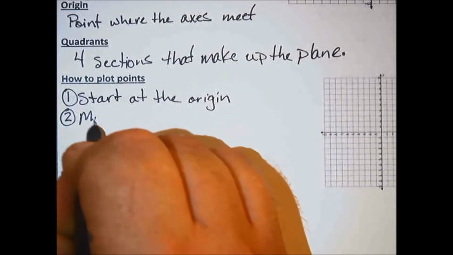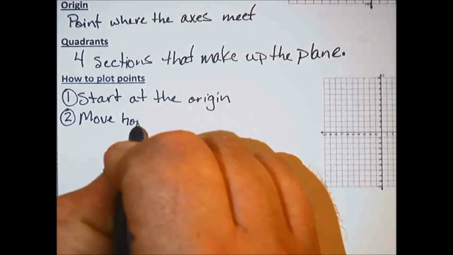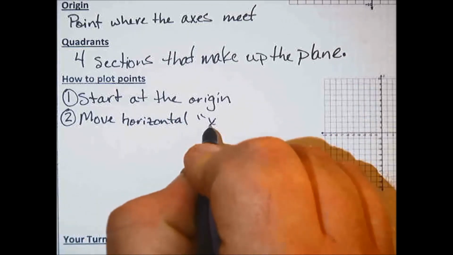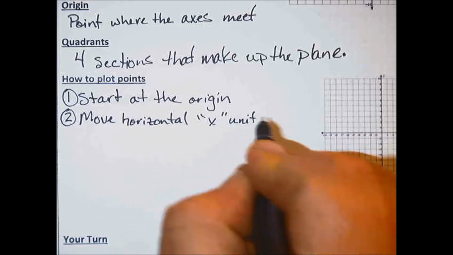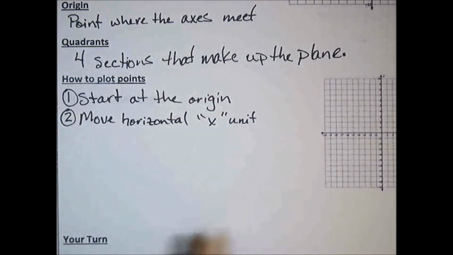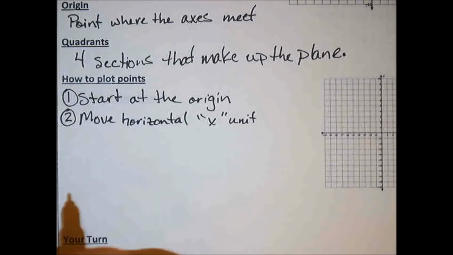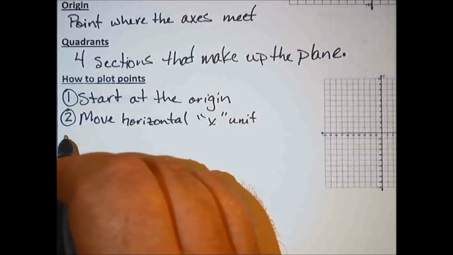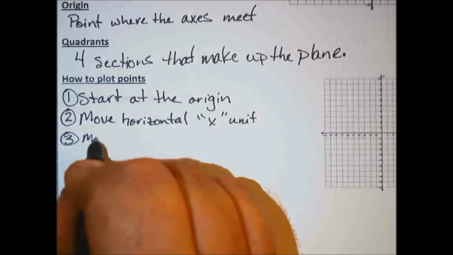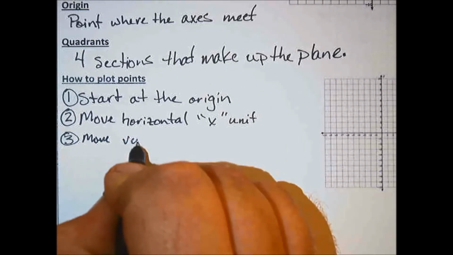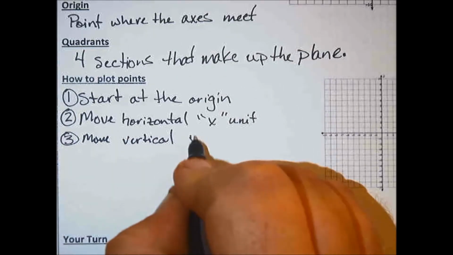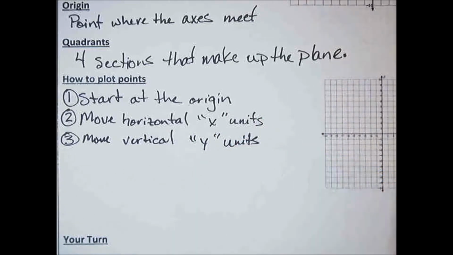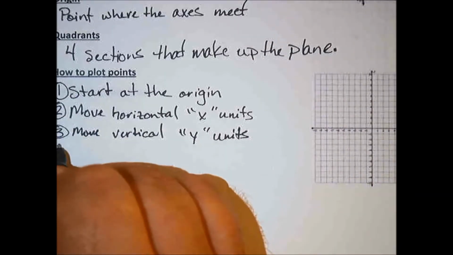Step 2, we're going to move horizontally. Move horizontal x units. Whatever the x value is of your point, that's how far you're going to move. Could be left, could be right, but horizontal is left and right. From there, we're going to move vertically. So step 3 is move vertically. We're going to move y units vertically. And then step 4 is plot the point.